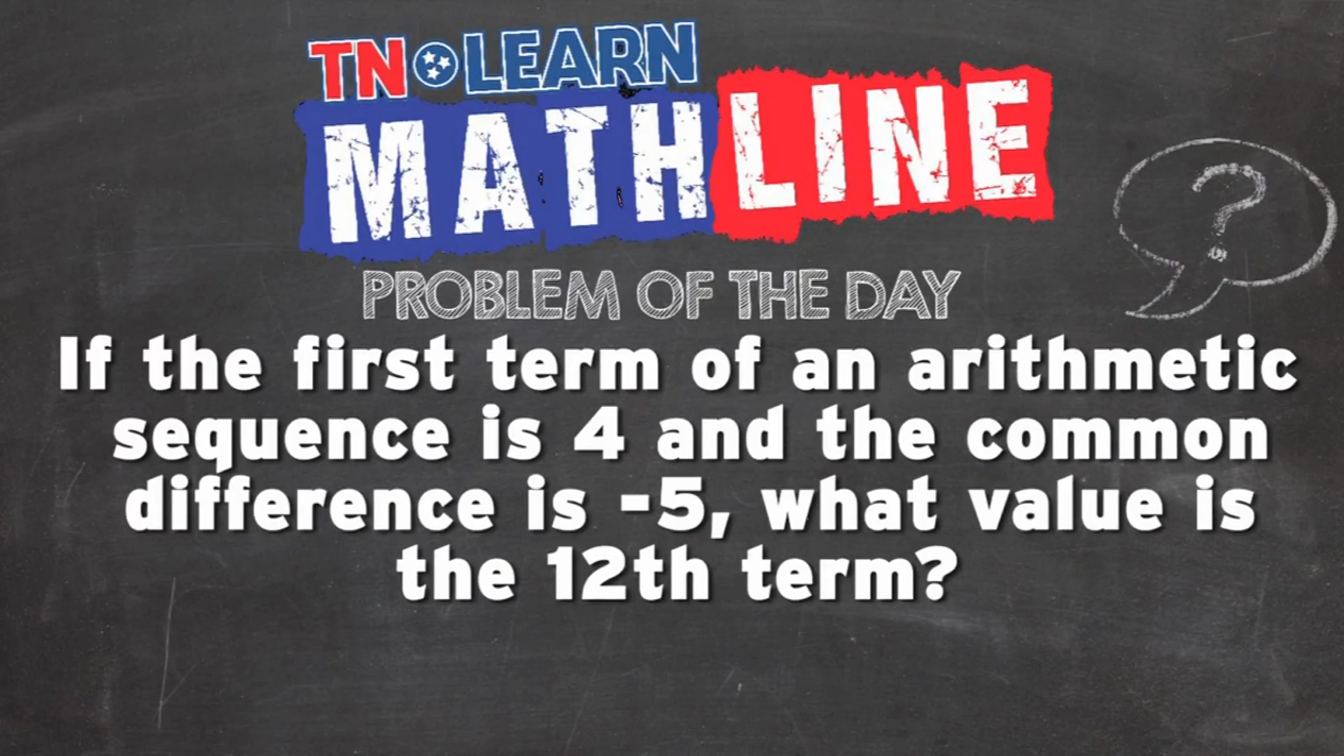If the first term of an arithmetic sequence is 4 and the common difference is -5, what value is the 12th term? That's a long one. If the first term of an arithmetic sequence, sometimes we call that an arithmetic sequence, I think you go either way on it, is 4 and the common difference is -5, what value is the 12th term? Mouthful, long, let's check it and see.